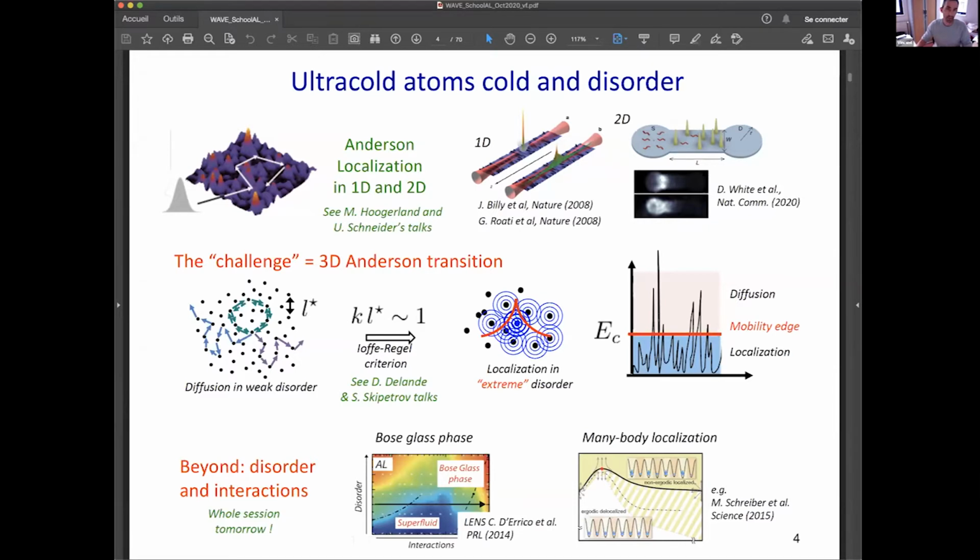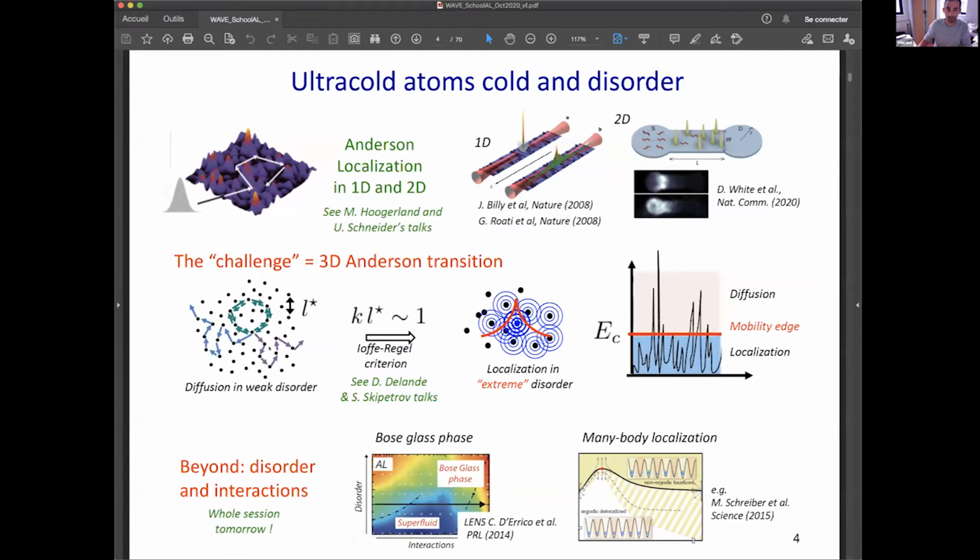Talking about Anderson localization, if you remember the talk of Dominique yesterday and also the one of Sergey Skipetrov, I think we can clearly say that one of the most important challenges is to tackle the 3D Anderson transition. This appears when you are in 3D and you increase the disorder from weak disorder, where you have diffusion. It can eventually be renormalized by weak localization processes, but the system remains diffusive in weak disorder.